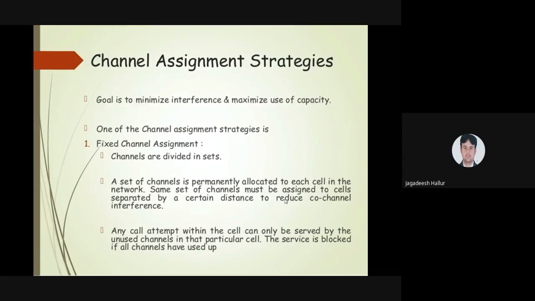If all the 6 are busy, all the 6 channels are allocated to other users, and he is not getting any channel, the call will be disconnected. This is the meaning of fixed channel assignment.